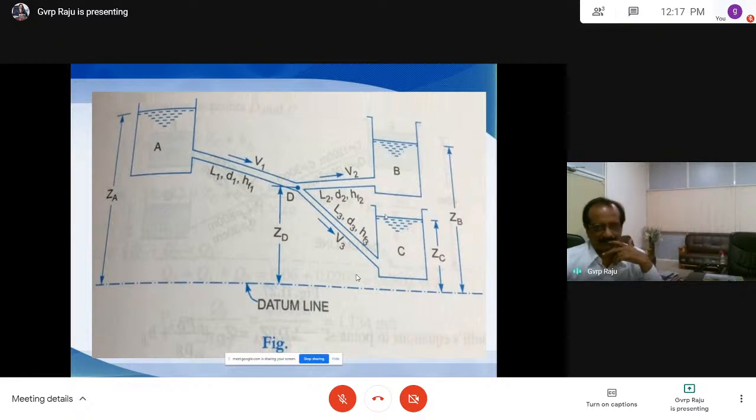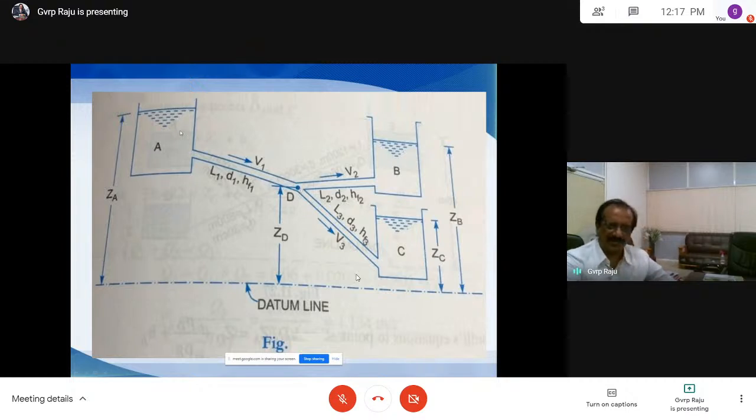by means of pipes. So here we have three reservoirs: reservoir A, reservoir B, and reservoir C. The three reservoirs are connected by three pipes: pipe 1, pipe 2, and pipe 3, having a junction. This is called the junction. When three pipes are connected with the help of a junction, one sometimes may have two junctions here.